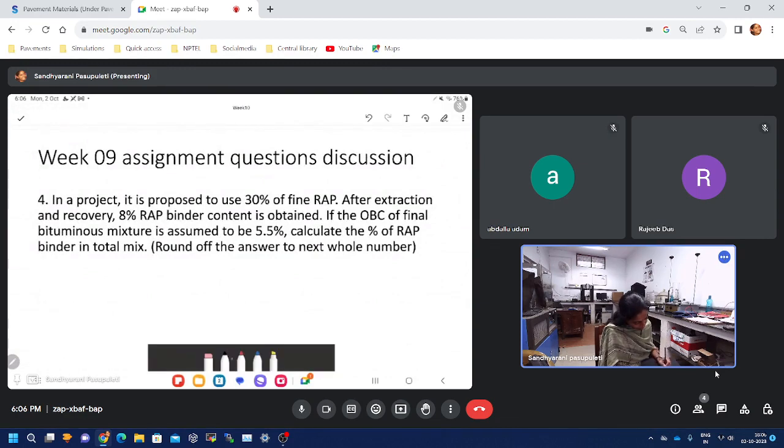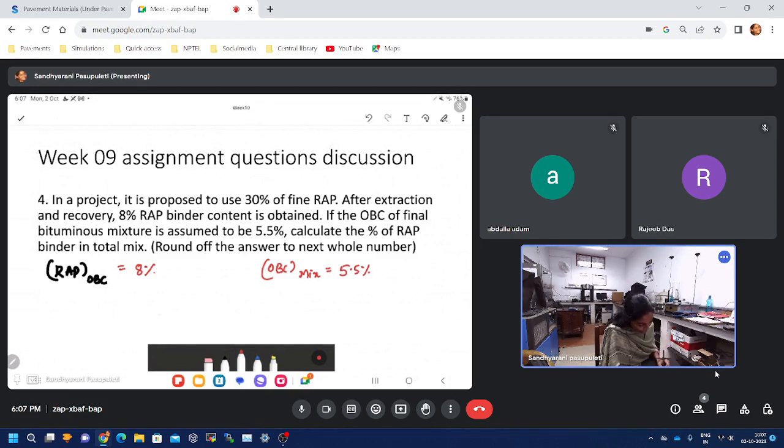And if we look at the fourth problem, in a project, it is proposed to use 30% of fine RAP. After extraction and recovery, 8% RAP binder content is obtained. So in the given RAP, the RAP OBC is given as 8%. The OBC of the final mix is given as 5.5%. Calculate the percentage of RAP binder in the total mix.